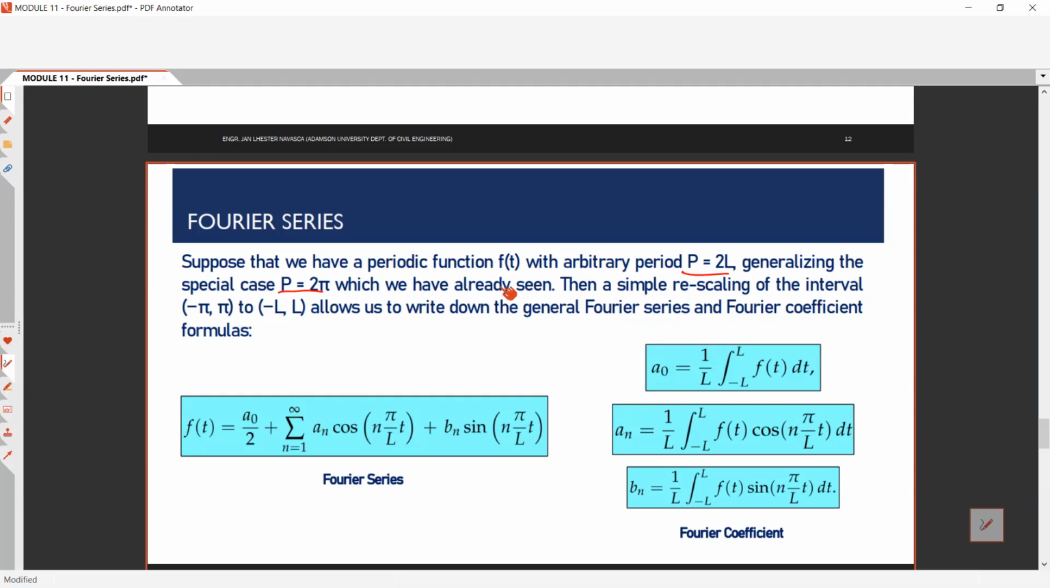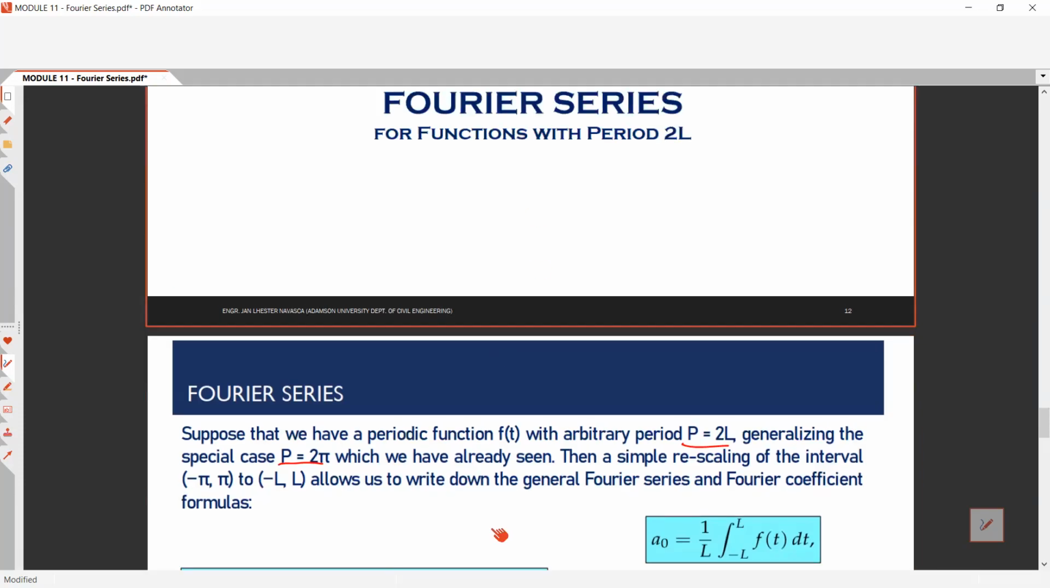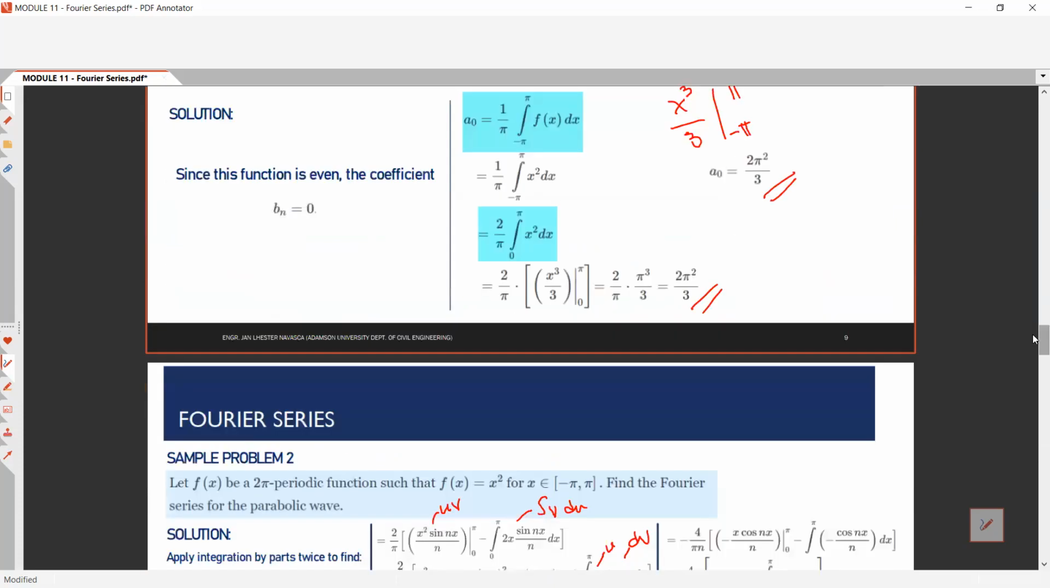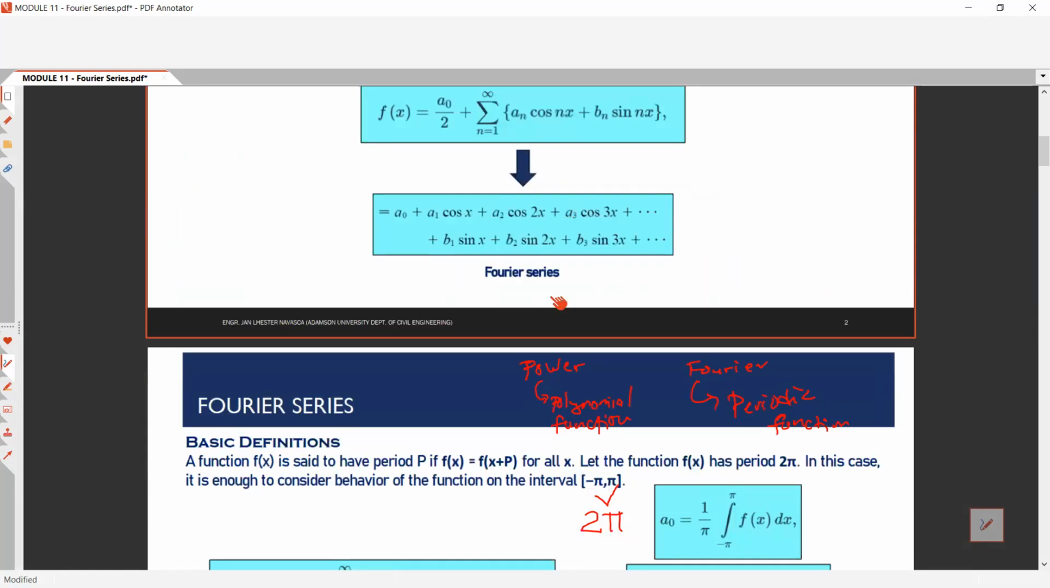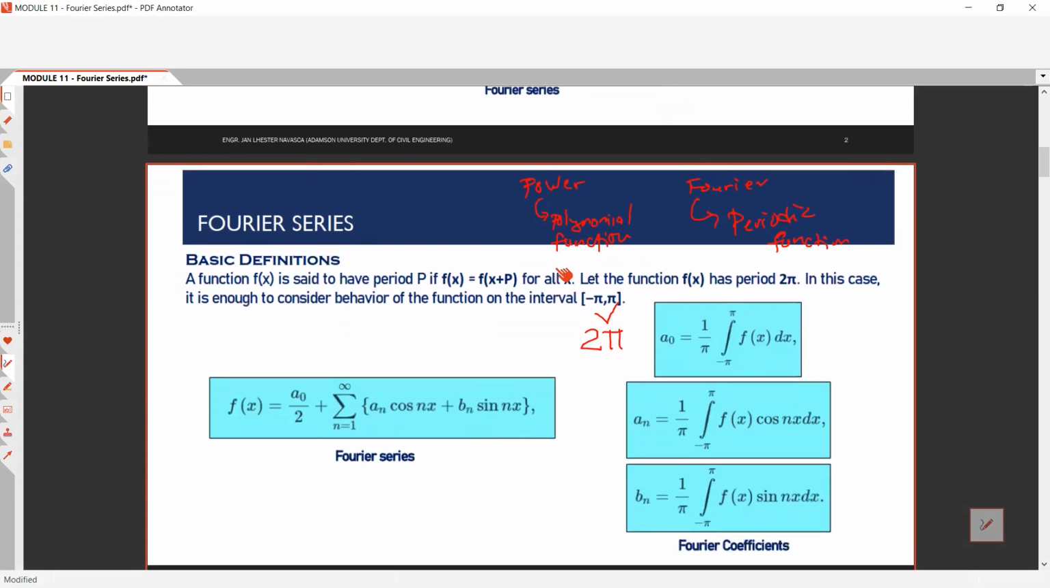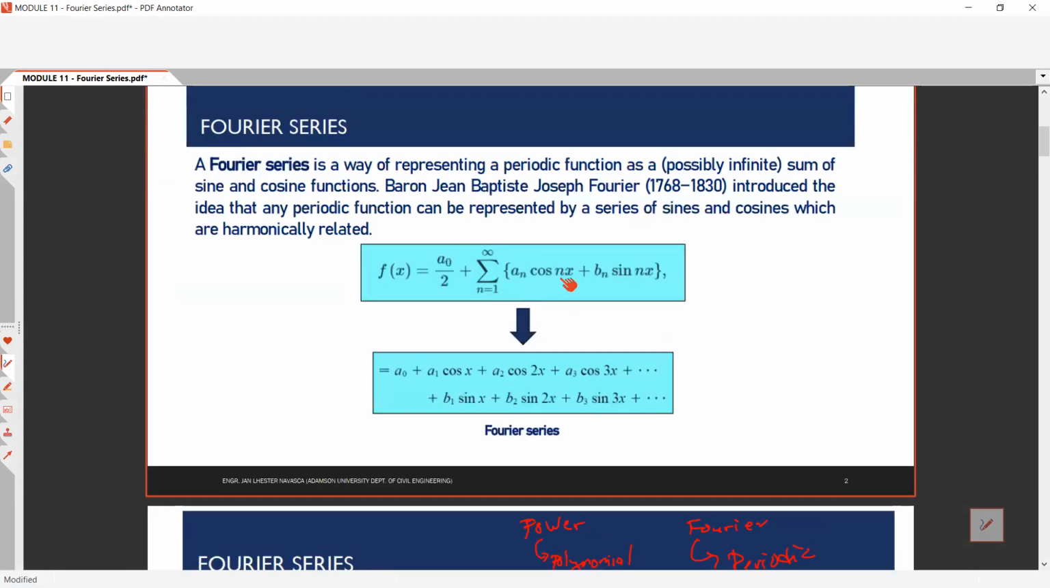Okay, so balik tayo dun sa una, di ba? That is this one. Ito yung itsura kapag 2 pi yung periodic function niya: a sub 0 over 2, summation of n equals 1 to positive infinity of a sub n cosine nx plus b sub n sine nx. Okay, this one is for period 2 pi. However, kapag period 2L, this one is the formula.